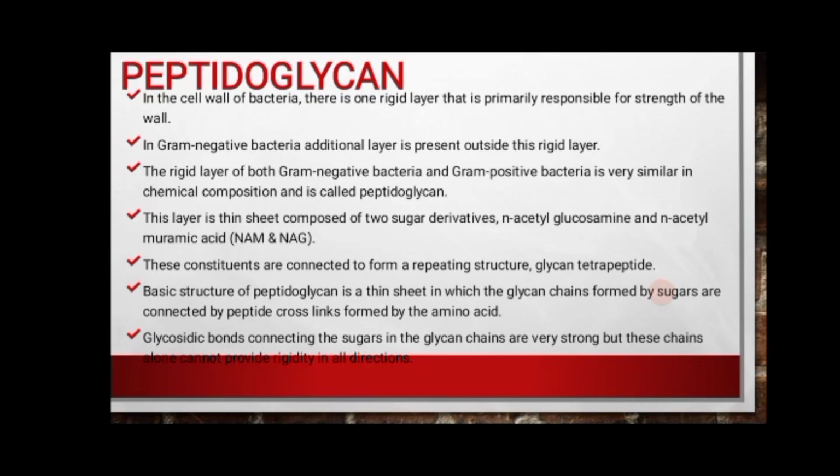The basic structure of peptidoglycan is a thin sheet in which the glycan chains formed by sugars are connected by peptide crosslinks formed by amino acids. Glycosidic bonds connecting the sugars in the glycan chains are very strong, but these chains alone cannot provide rigidity in all directions.